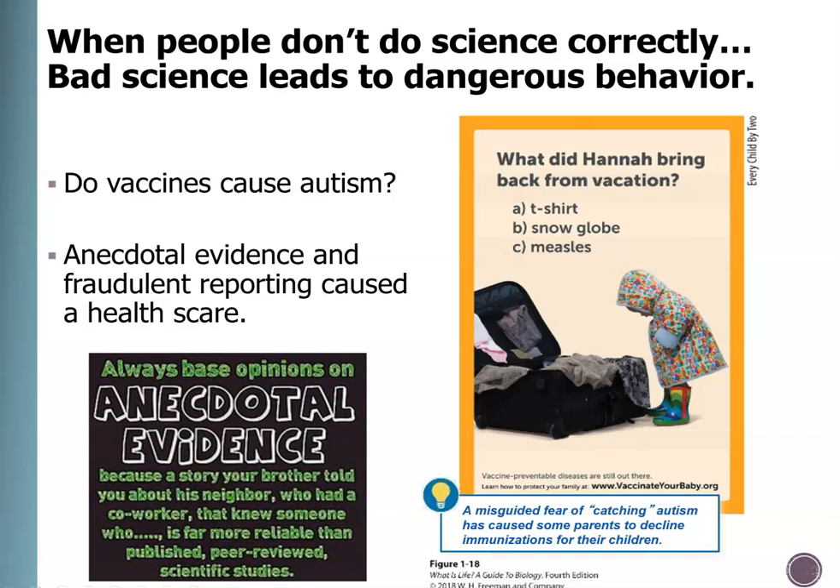So I like this little picture here. It says, always base opinions on anecdotal evidence, because the story your brother told about his neighbor who had a coworker that knew someone. Basically, this is saying, don't listen to people's stories. Look at the fact-based science.